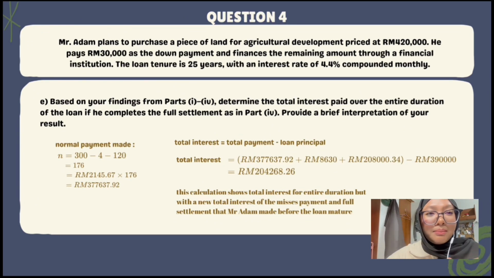Normal payment will plus the amount Mr. Adam missed to pay and plus the amount Mr. Adam paid before the loan matures and minus the original amount. After that, we already got the total interest over the entire duration of the loan.